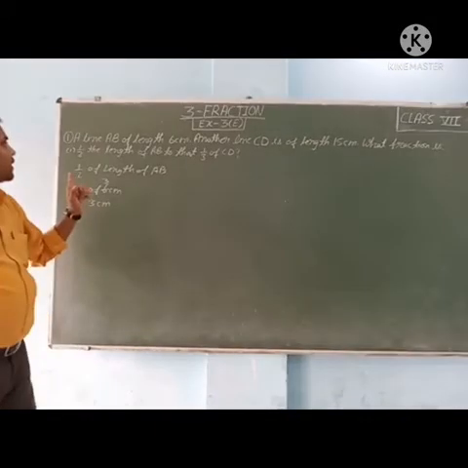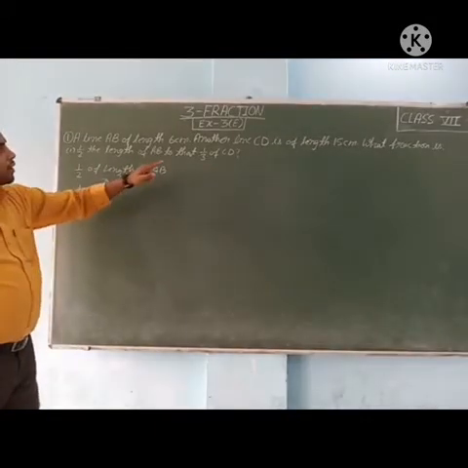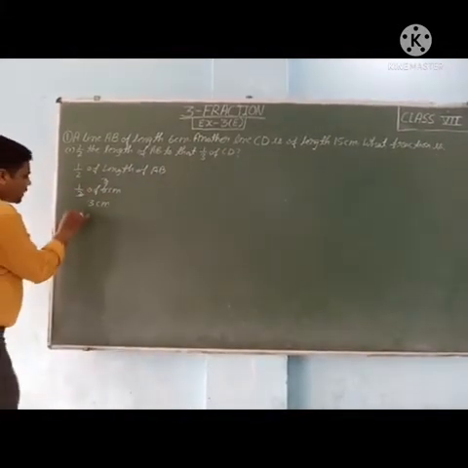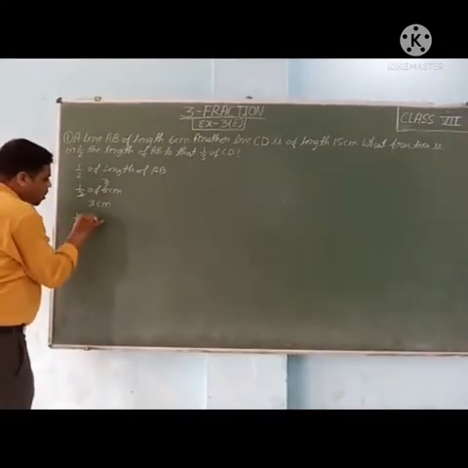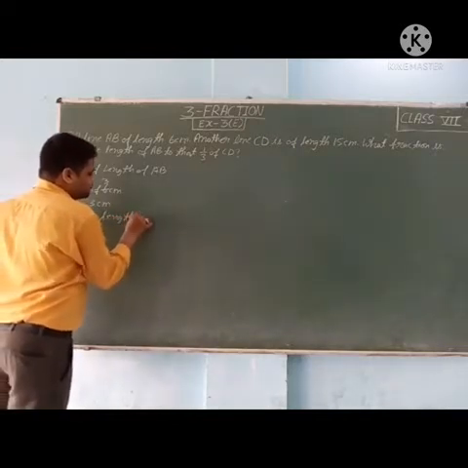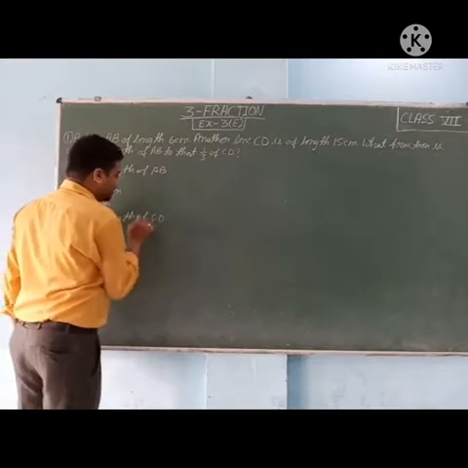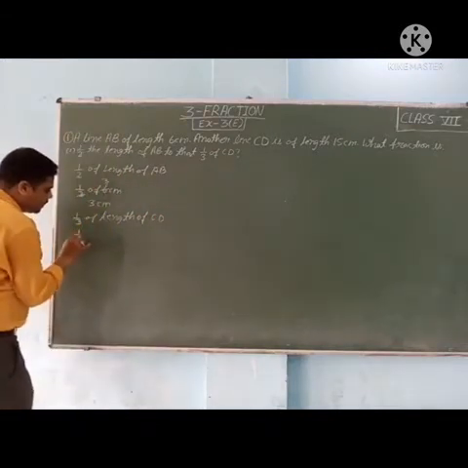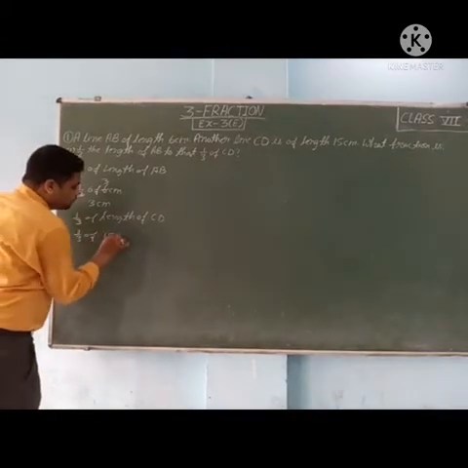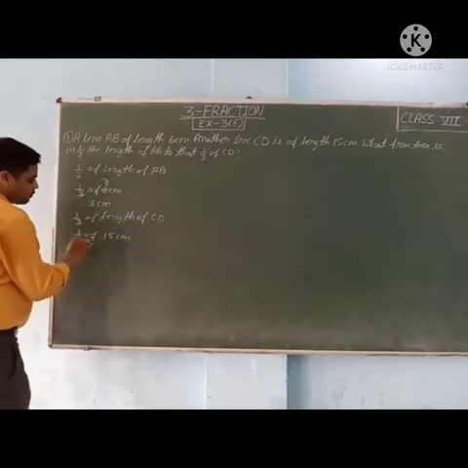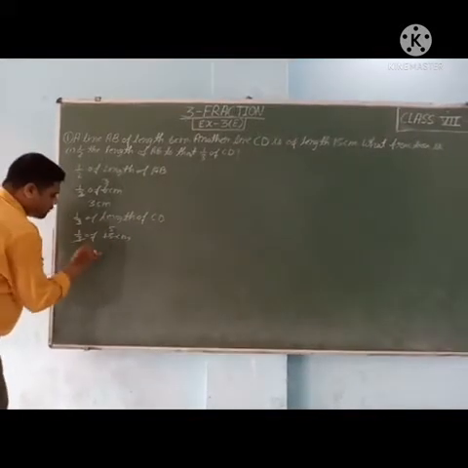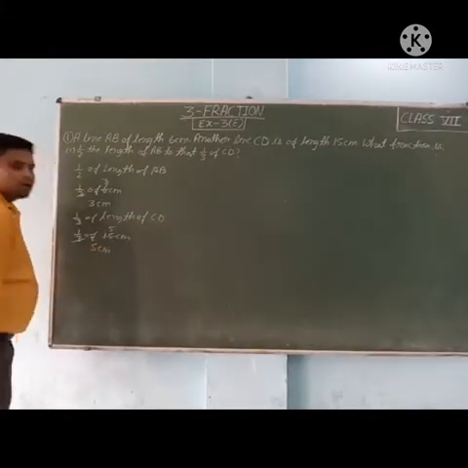Then we will find 1/3 of the length of CD. So 1/3 of the length of CD is 1/3 of 15 centimeter. So 3 5s are 15. So what is coming? 5 1s are 5 centimeter.